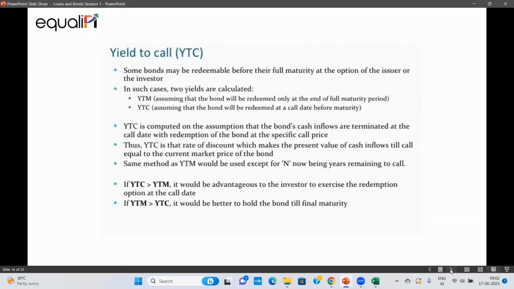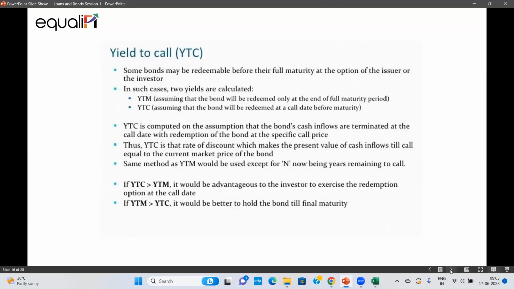Let's have a look at yield to call. Some bonds may be redeemable before their full maturity at the option of the issuer or the investor. In such a case, two yields are calculated: one is yield to maturity, another is yield to call. Yield to call is computed on the assumption that the bond's cash inflows are terminated at a call date with redemption of the bond at a specific call price. Thus, yield to call is that rate of discount which makes the present value of cash inflows till call equal to the current market price of the bond. The same method as YTM would be used except for N now being the years remaining to call.